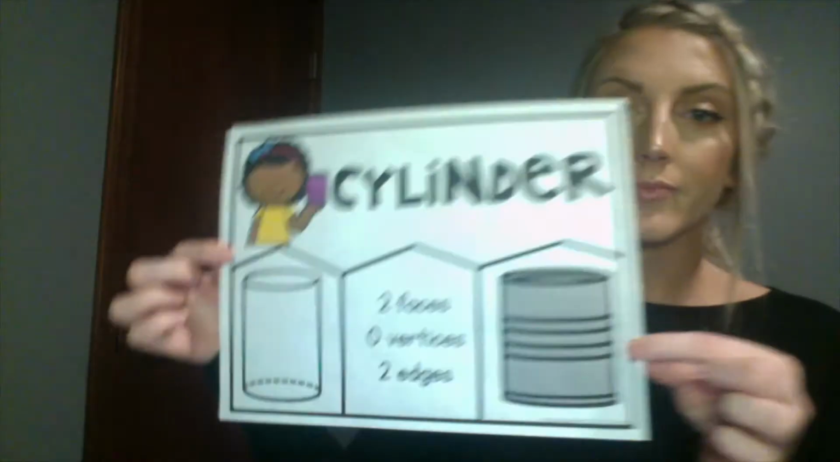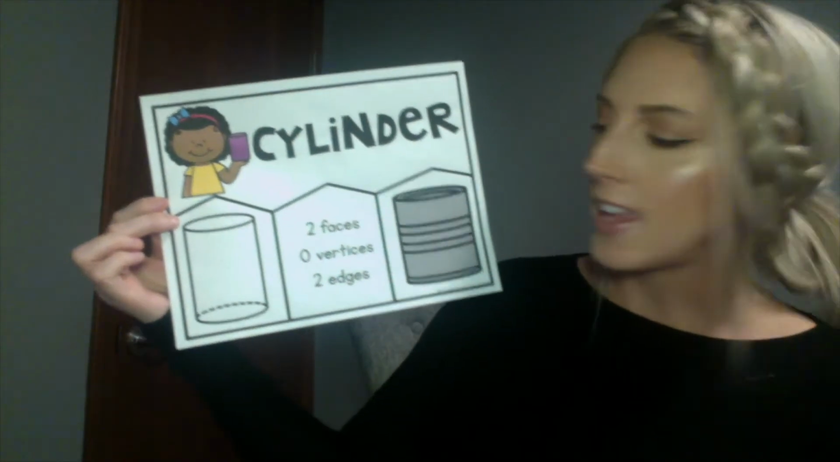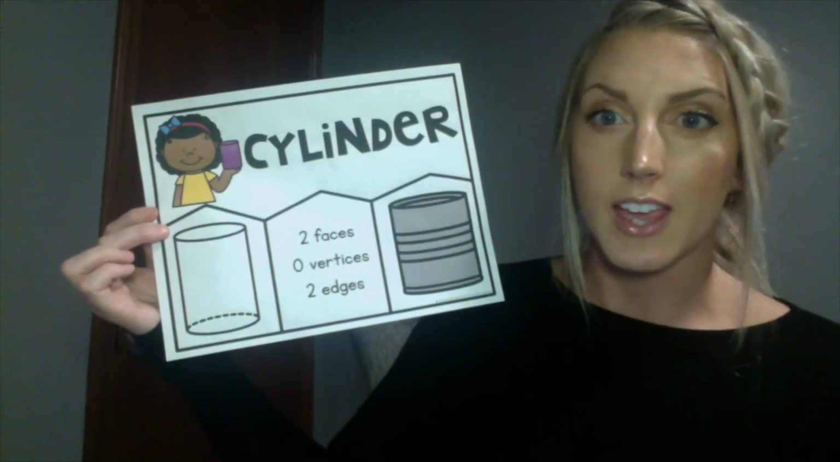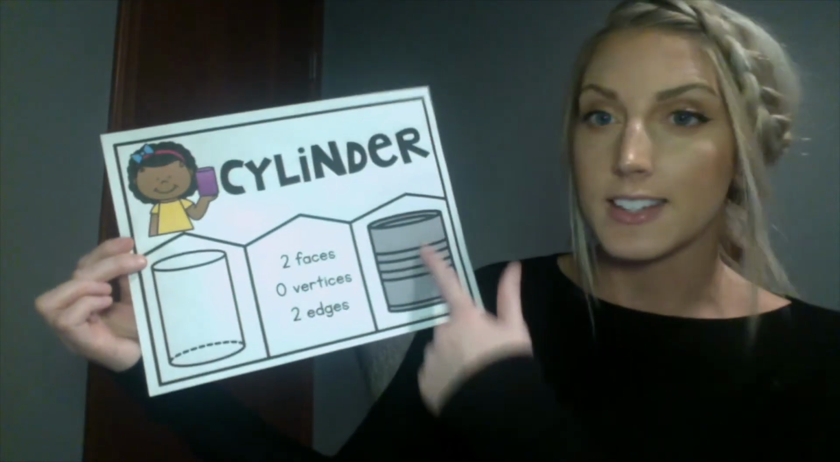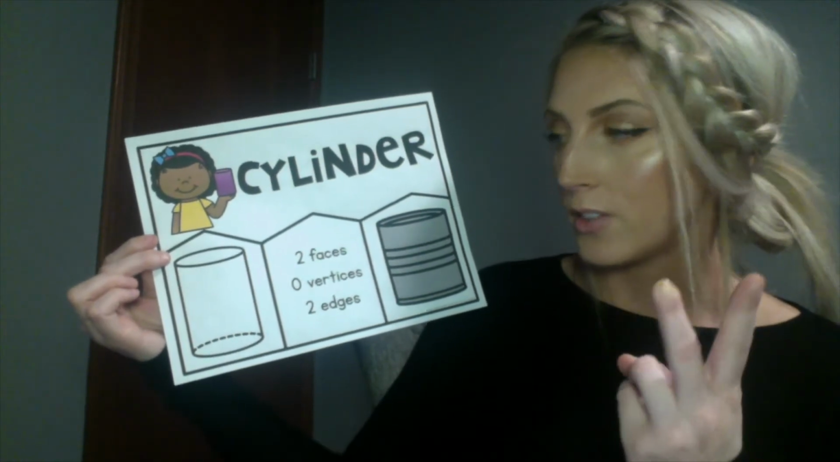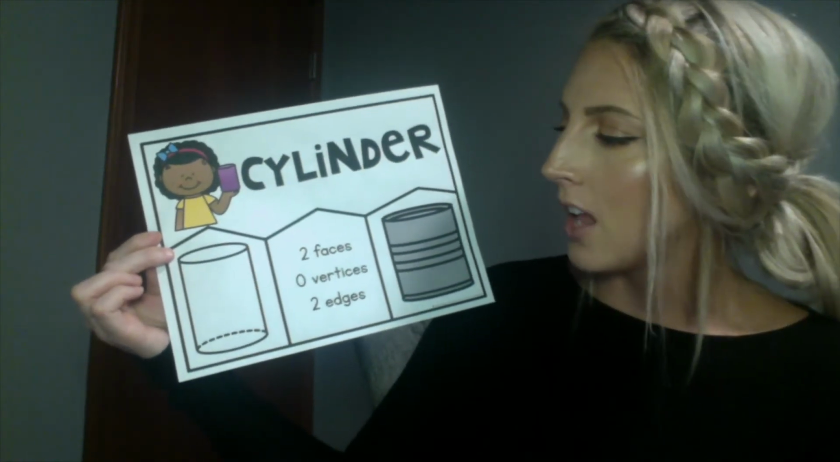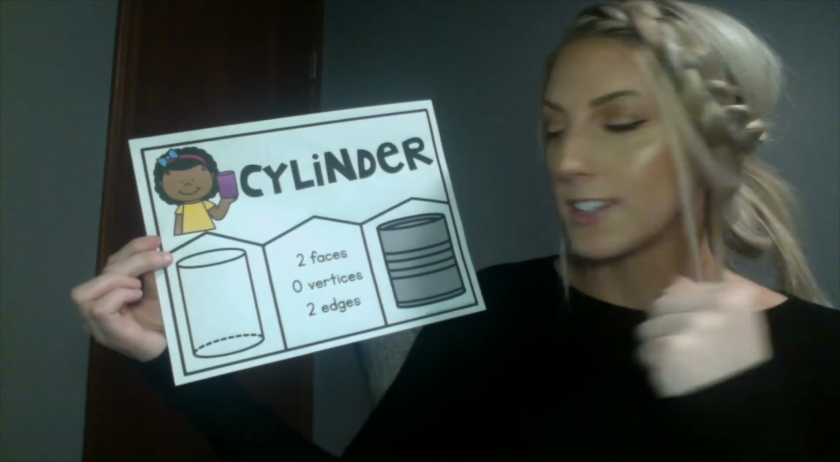Now, the next shape is a cylinder. So the example of a cylinder they gave us is a can of like soup or green beans or corn. It's a can, a tin can. And it says cylinders have 2 faces, so remember that's flat sides, 0 vertices, no corners, and 2 edges.